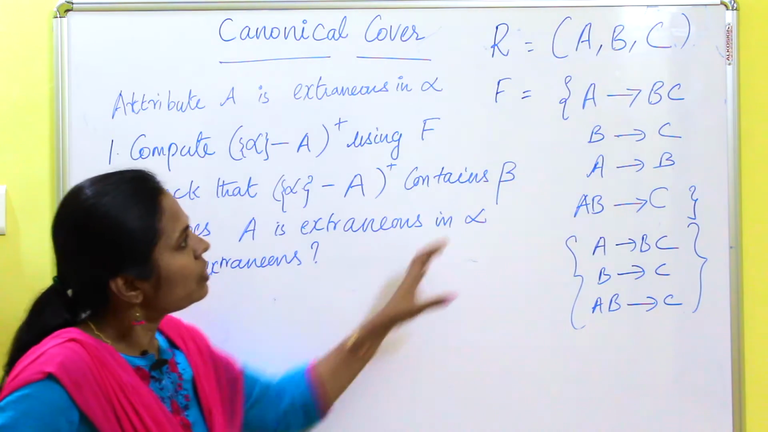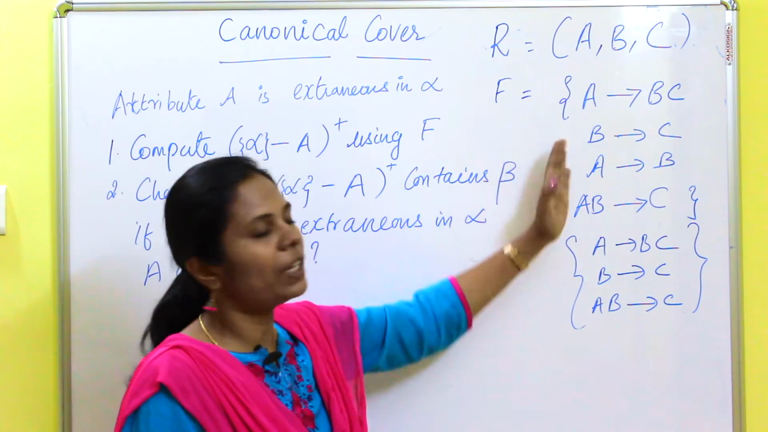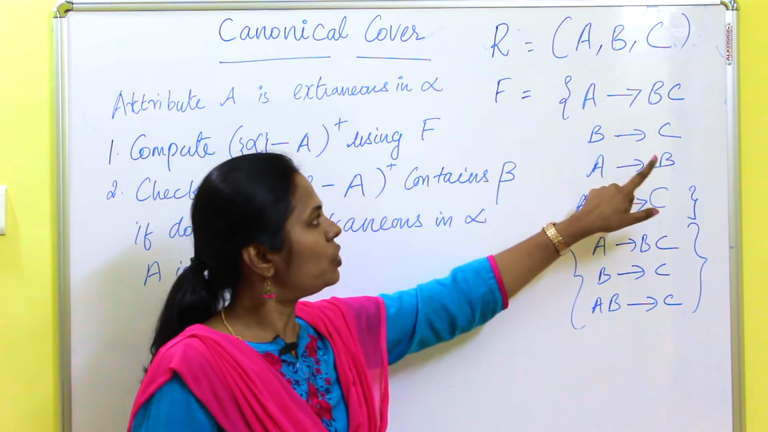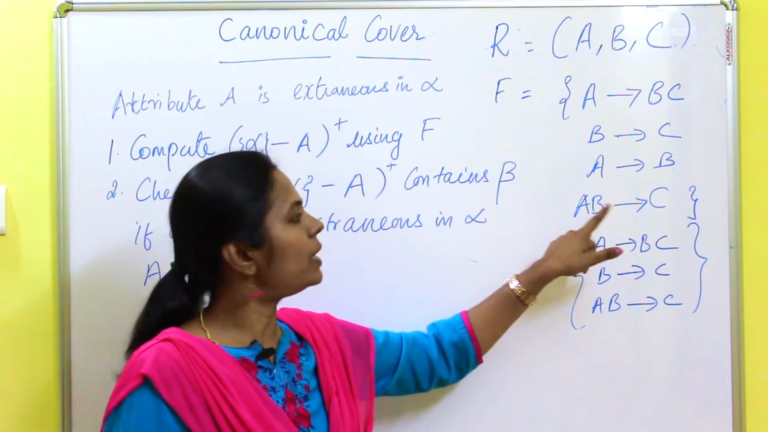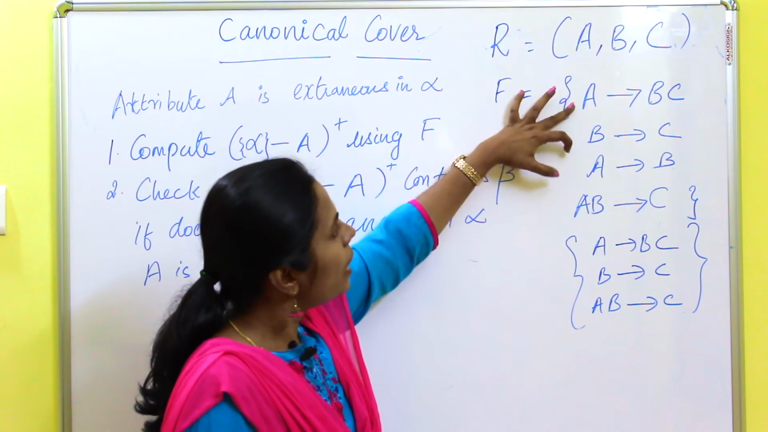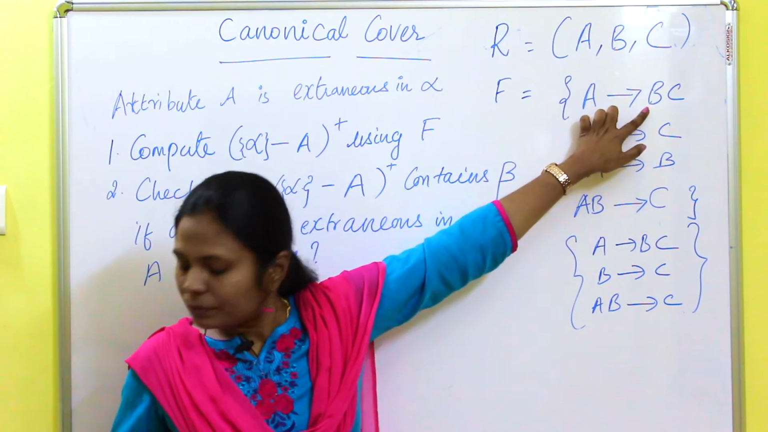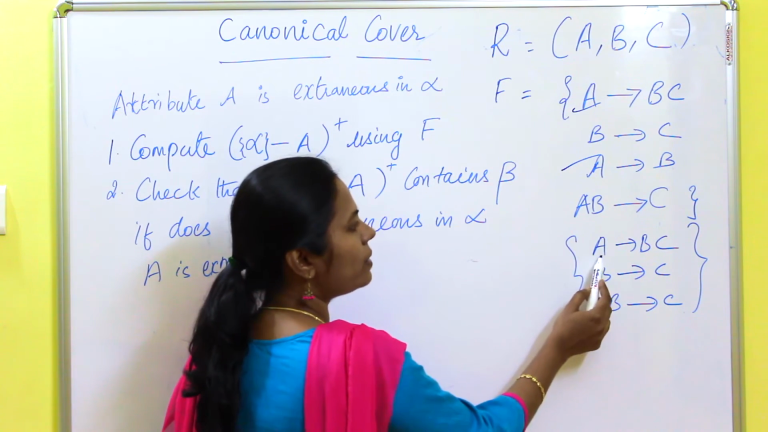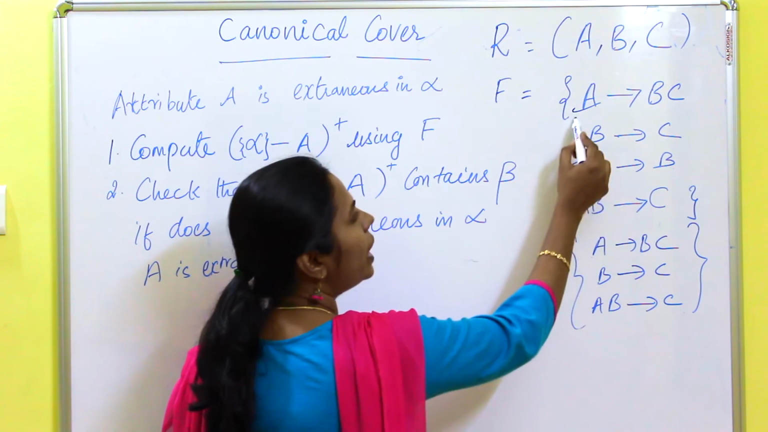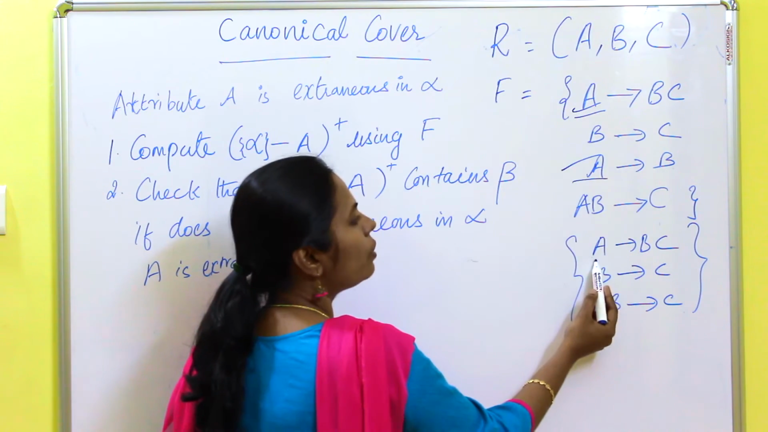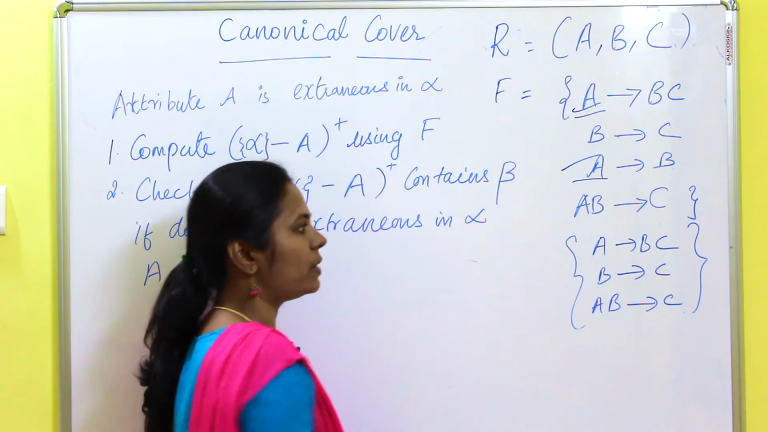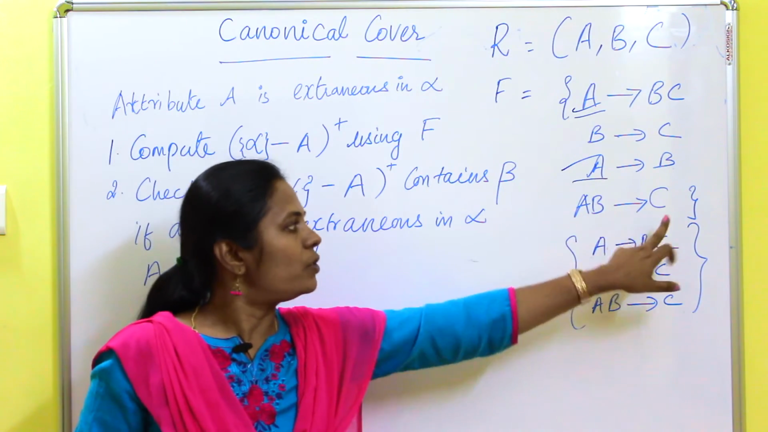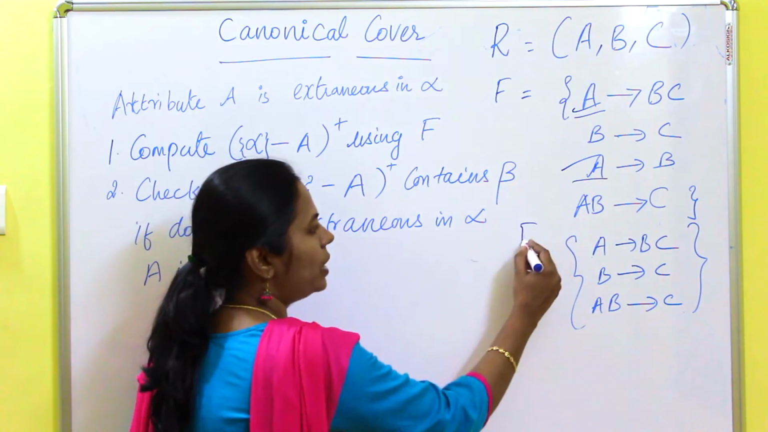For a given set of functional dependencies, first we apply the union rule. You can see A tends to BC, B tends to C, A tends to B, AB tends to C. Here A tends to BC and A tends to B can be combined and written as A tends to BC, because the left-hand side of both is A. After that you have B tends to C and AB tends to C. So this is my new functional dependency.